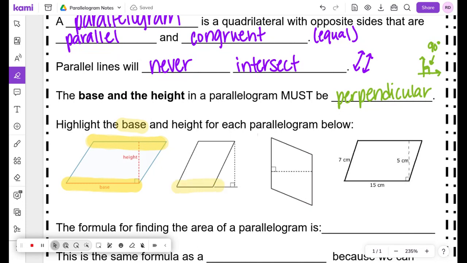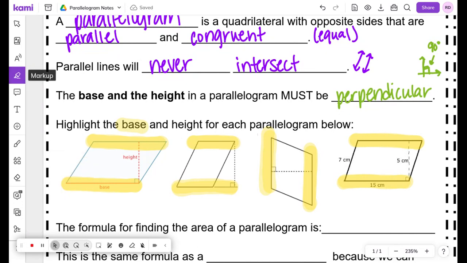In the second one, our base is still on the bottom and on the top. The third one is turned sideways. So our bases are these parallel lines on the sides. And on our fourth one, the bases are the top and bottom again.